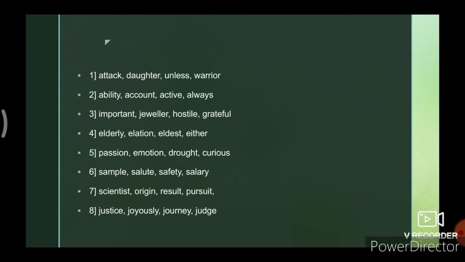Now think over this. Attack, daughter, unless, warrior. Means which letter or which alphabet comes first? A, attack. D, daughter. Unless, warrior. This means this alphabetical order is correct.